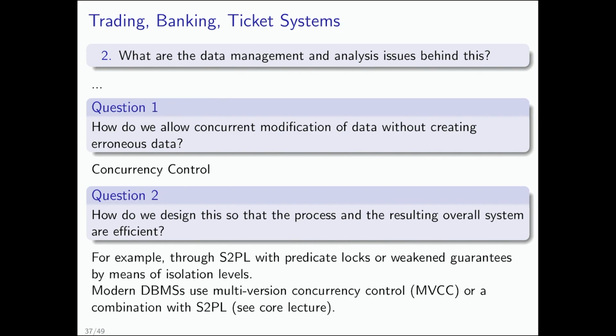To wrap up, what are the data management and analysis issues behind that? How do we allow concurrent modification of data without creating erroneous data? Concurrency control. How do we design this so that the process and the resulting overall system is efficient? Using 2PL, for instance, with predicate locks or weakened guarantees by means of isolation levels. Modern database systems use MVCC in one of its zillion variants, or a combination with strict two-phase locking. That's part of the core lecture.